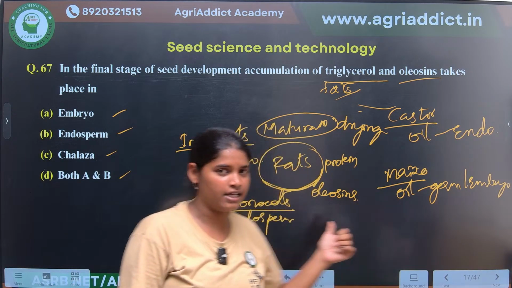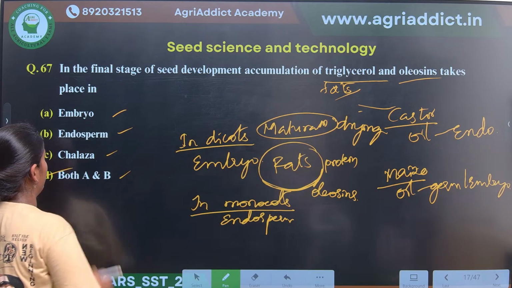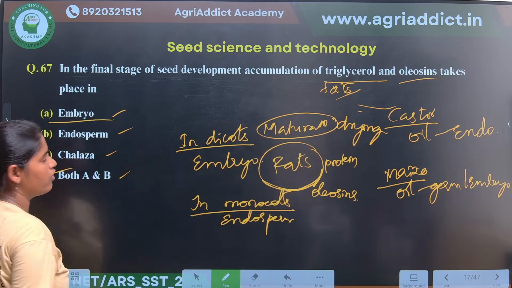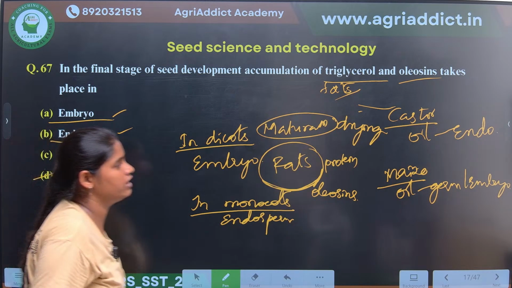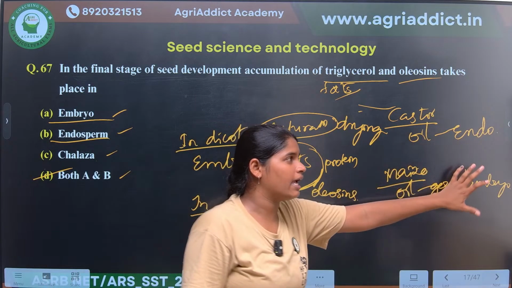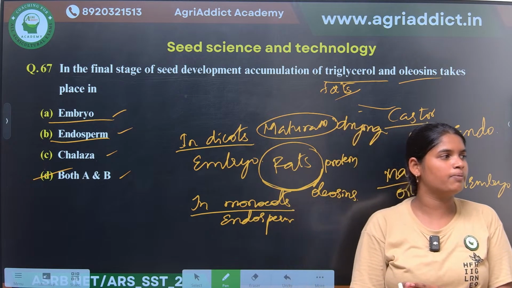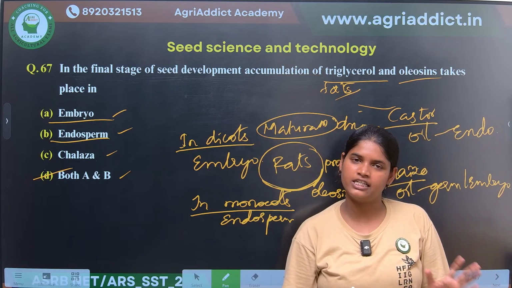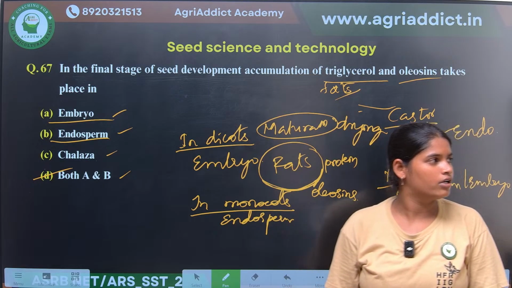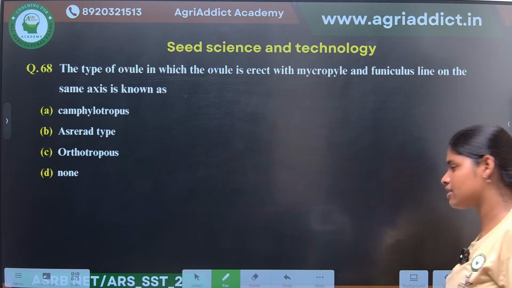If they ask it generally, then it is both A and B, because in dicots it is embryo and in monocots it is endosperm. Try to remember the exceptions. Okay. Both A and B, right, Raju, Pratibha? Okay, if it is monocots, it is endosperm. That is right. Right.